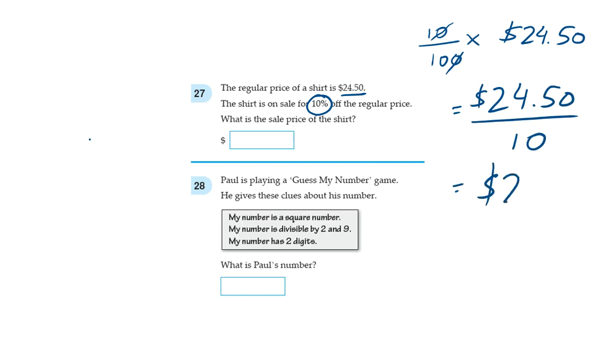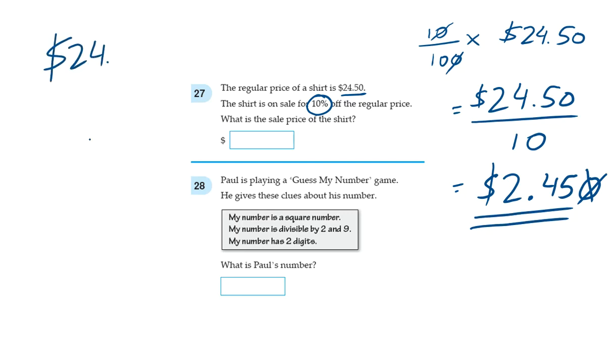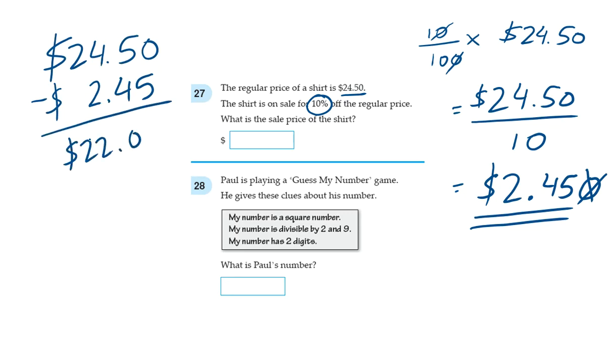So that becomes 2.450. Except we don't need to write the 0 anymore because that doesn't really make any difference. So the answer is $2.45. That's how much gets taken off because of the discount. So we're not finished yet. So we need to do this. Take away $2.45. And the correct answer will be $22.05.